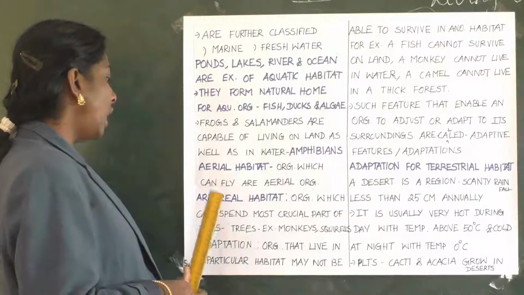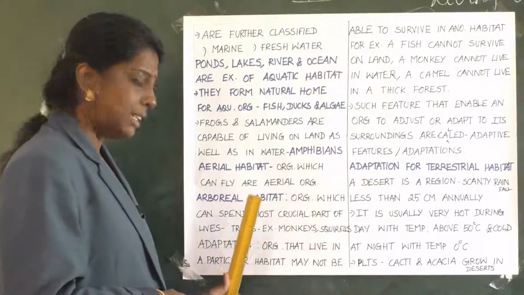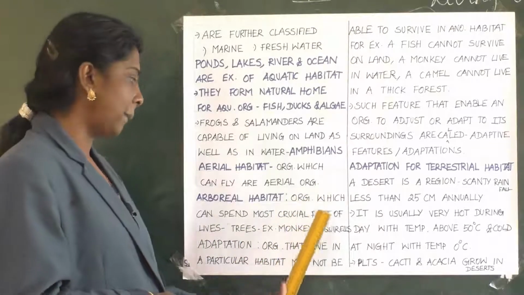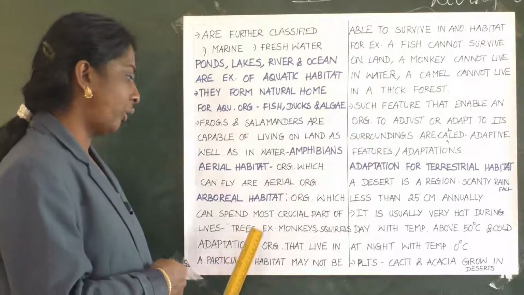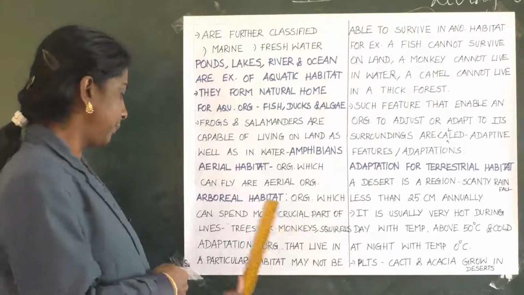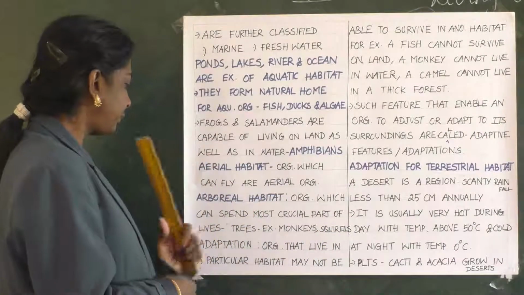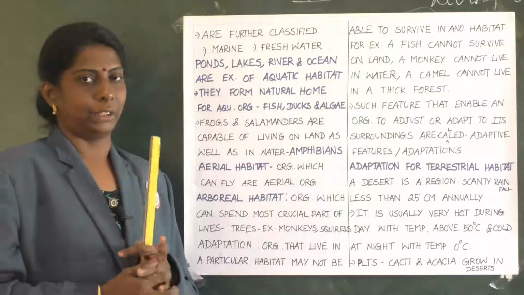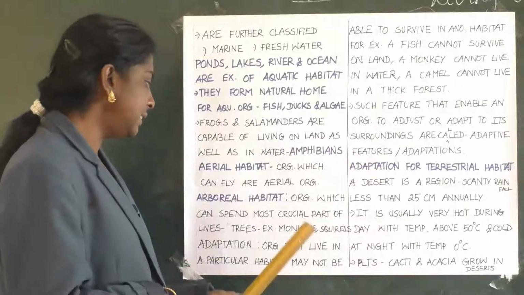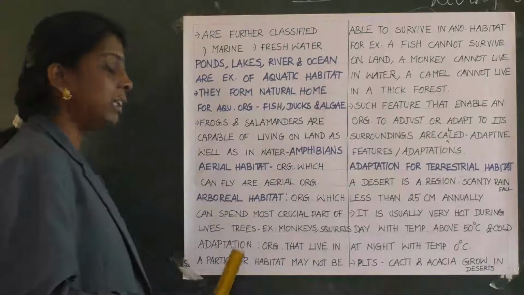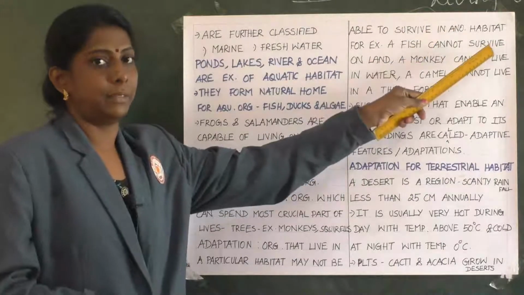Clear? Next thing is about arboreal habitat. What do you mean by this? Organisms which spend most crucial part of their lives on trees. For example, monkeys, squirrels. Okay, so this is one example for arboreal habitat. And then next is about adaptation. I already said about adaptation. Now we are going to learn the same adaptation in another way. That is, an organism that lives in a particular habitat may not be able to survive in another habitat.